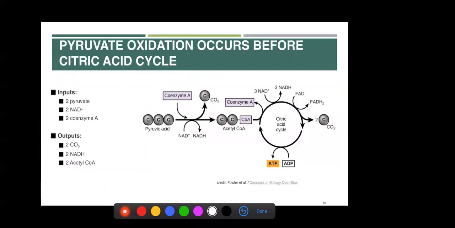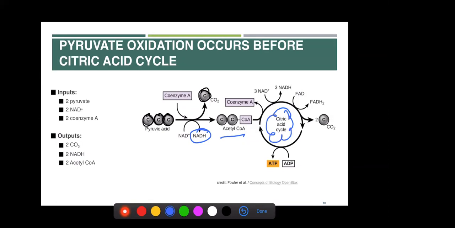So here's another picture of that. Notice we have our 3 carbons, my black circles I was drawing earlier. Pyruvate. We're going to lose 1 to CO2. Coenzyme A comes in. We're going to pick up some electrons right here. We have our acetyl-CoA, and that is going to get fed into the citric acid cycle.